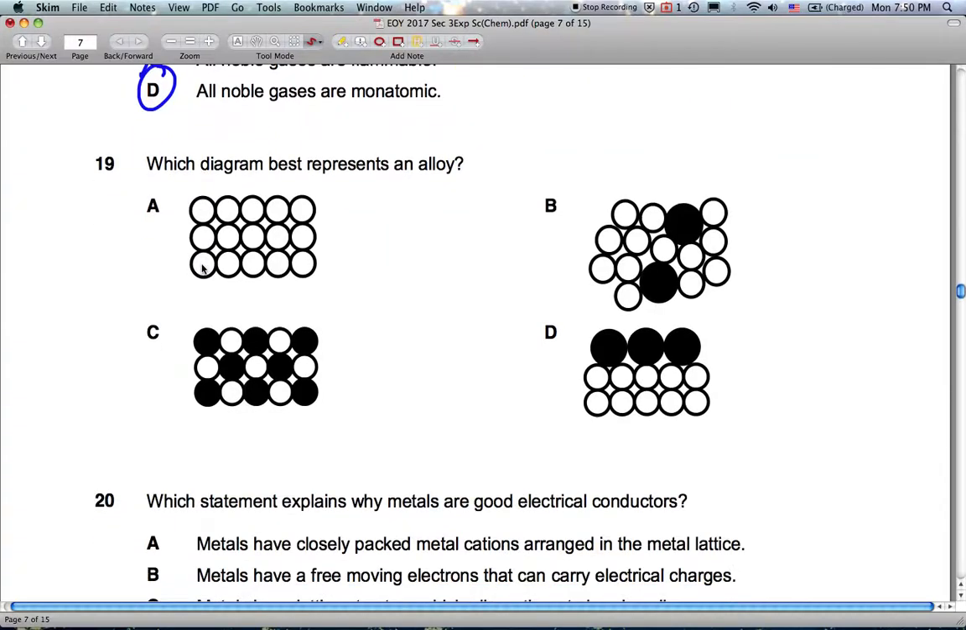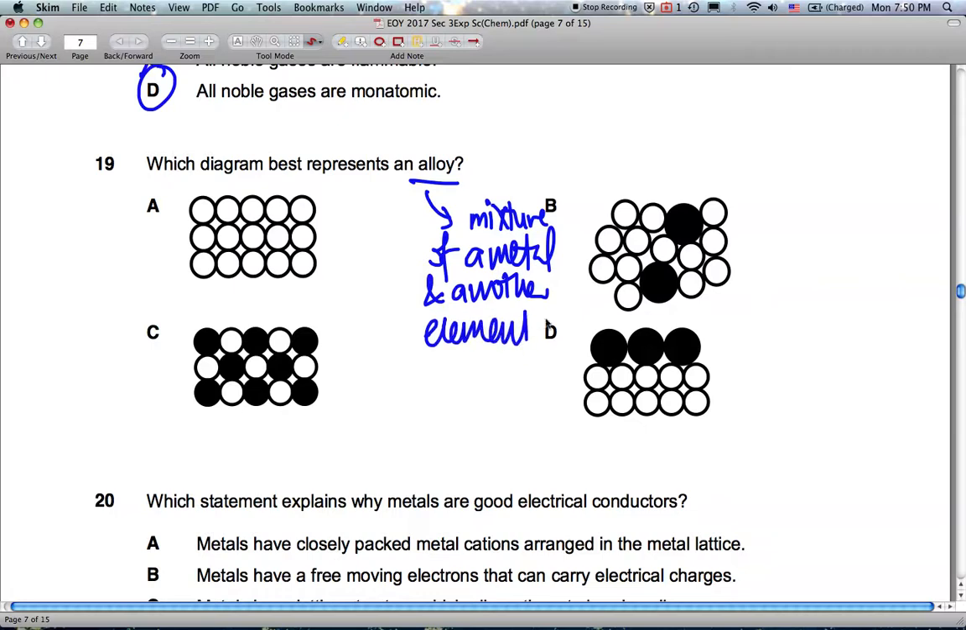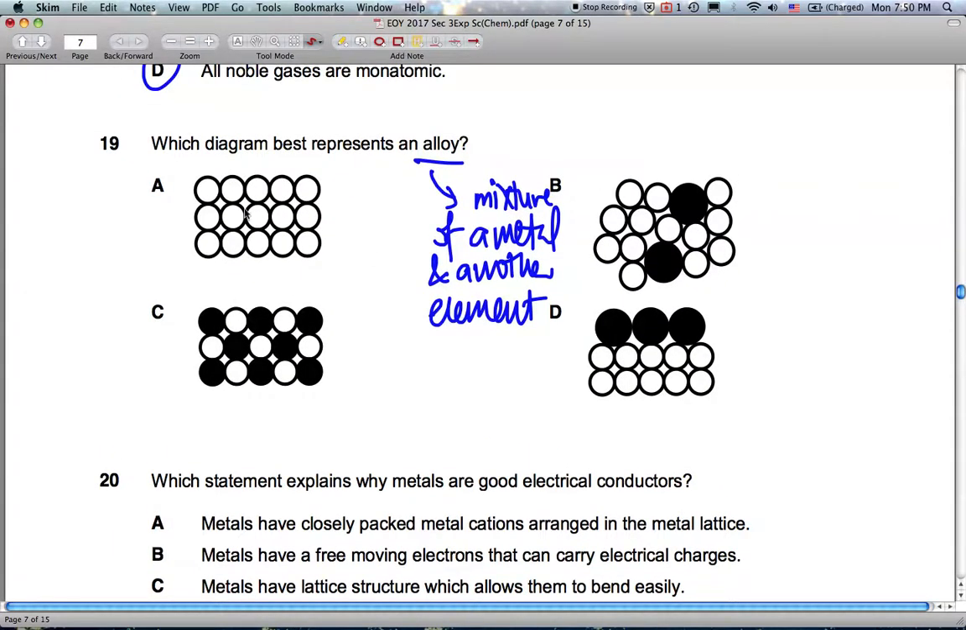Alright, question number 19. Which diagram best represents an alloy? So an alloy is basically a mixture of a metal and another element. Looking at these 4 options, we can straight away eliminate A, because A only comprises one color of circles of the same size. Therefore, they are referring to one particular element only, so it's not a mixture.